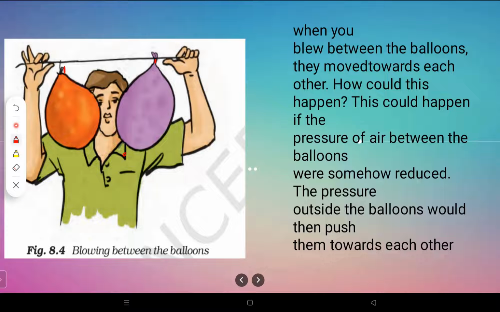Take two balloons of approximately equal size. Put a little water into the balloons. Blow up both the balloons and tie each one to a string. Hang the balloons 8 to 10 centimeters away from each other. Now blow in the space between the balloons. What did you expect? What happens?